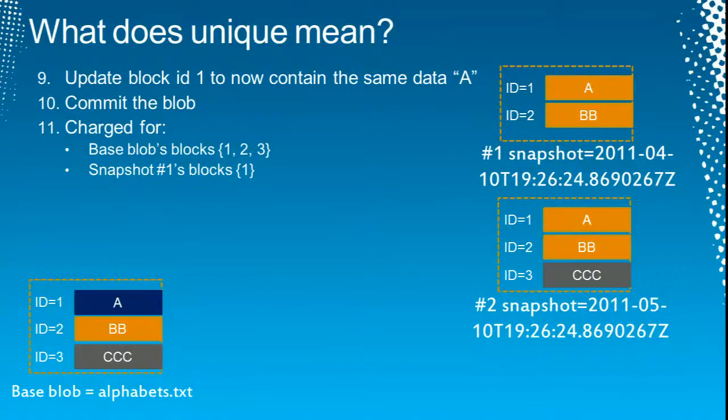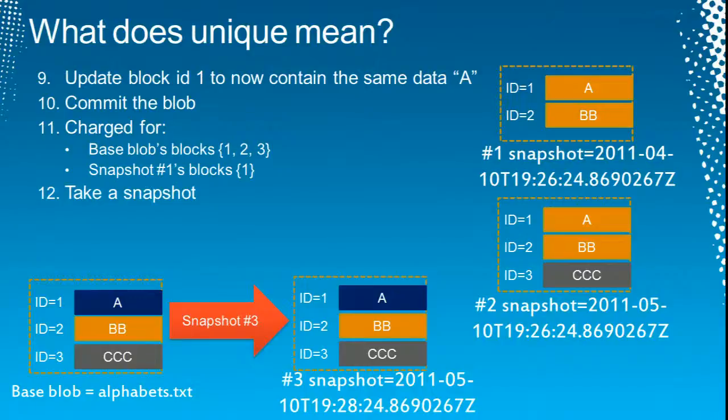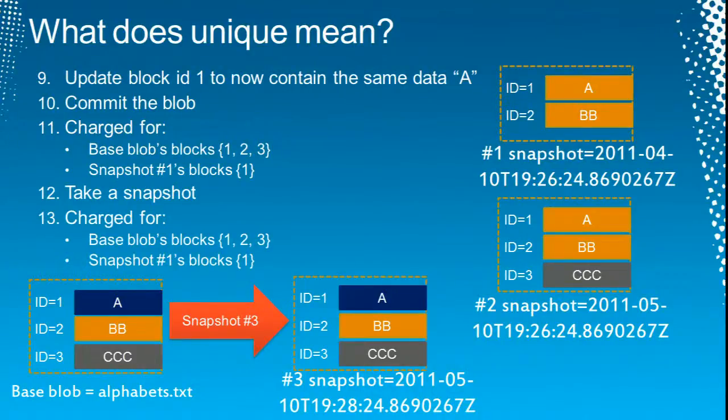Now I'm charged for 4 blocks. The base blob's ID 1, ID 2, ID 3, and now the snapshot's ID 1. When I updated that block, that pointer reference changed. So it's pointing to different blocks now. The data is the same, the ID is the same, but it's different blocks. And so now you're charged for these 4 blocks. If I take a snapshot now, I'm still going to be charged for the 4 blocks.